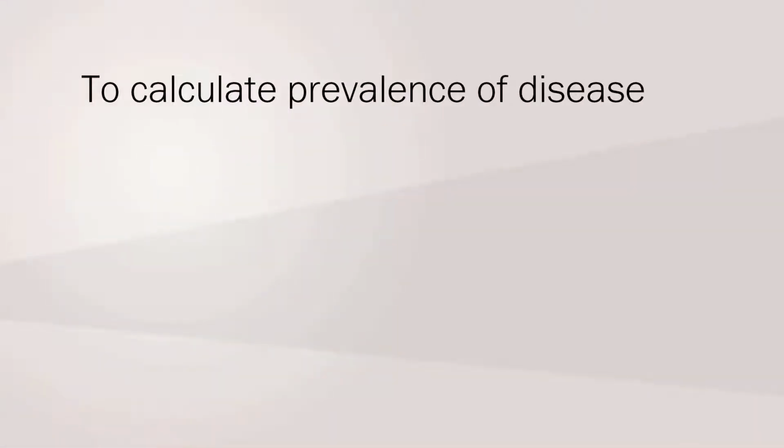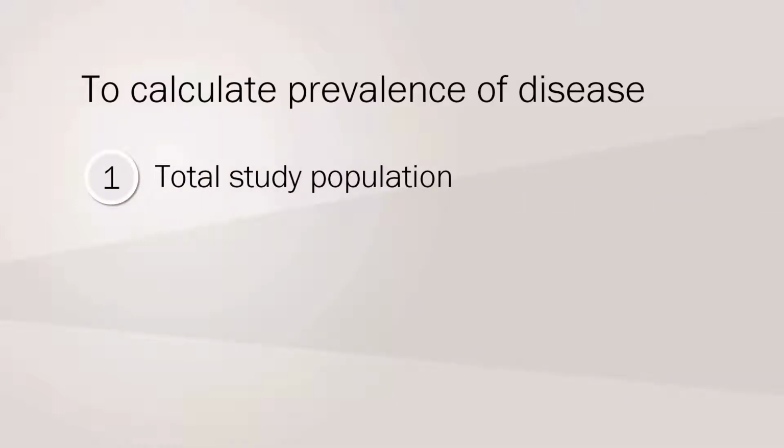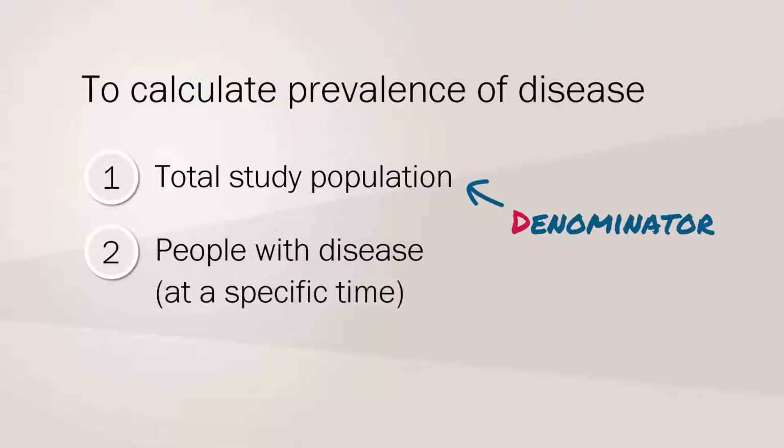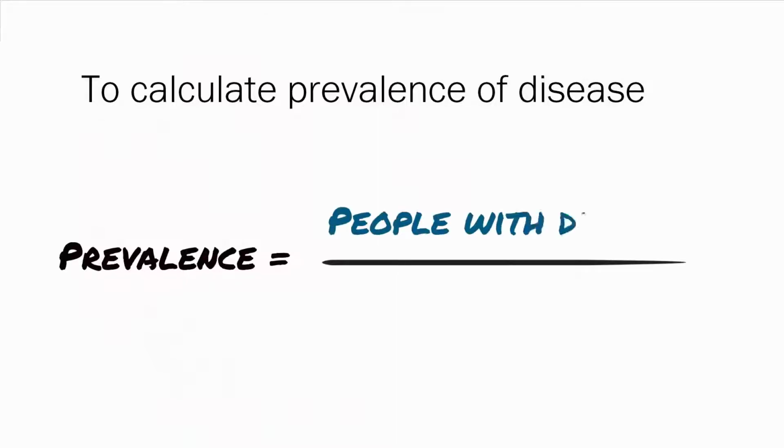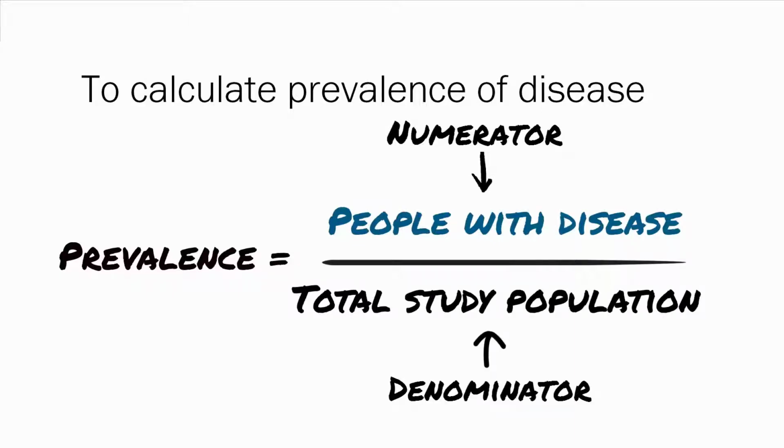To calculate the prevalence of a disease, we need to know two numbers. One, the total number of people in the population we are studying. We call this the denominator. A handy reminder for this is D for down. Two, the number of people with a disease at a specific time. We call this the numerator. To calculate the prevalence, we divide the number of people with the disease, the numerator, by the total study population, the denominator. Prevalence can be presented as a proportion, from 0 to 1, or as a percentage.